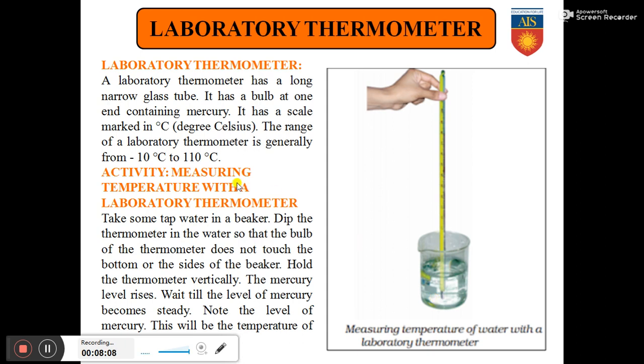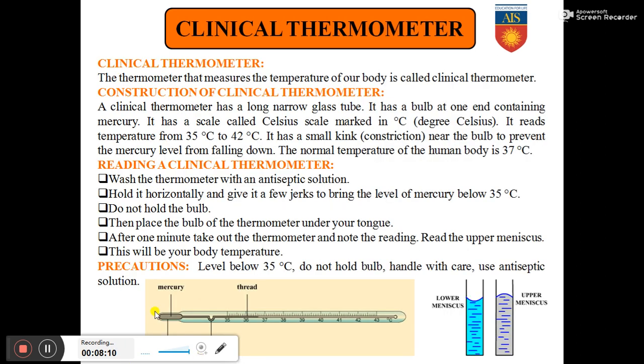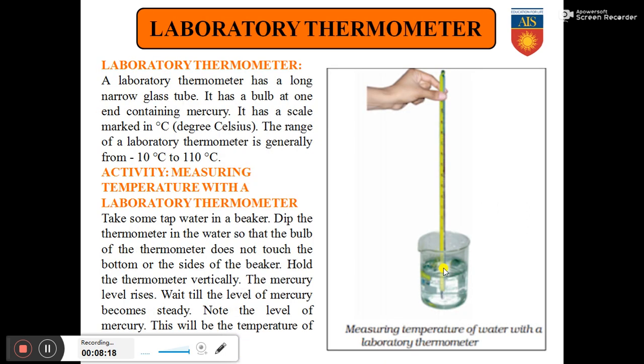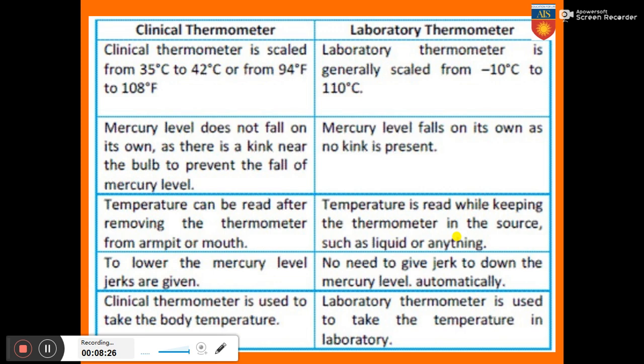That is why I said, in the clinical thermometer you will see a kink, and the kink is preventing the movement of mercury back even when you are taking it out of your mouth. But in case of the laboratory thermometer, the kink is missing and the mercury level starts dropping automatically when you take it out of the water.